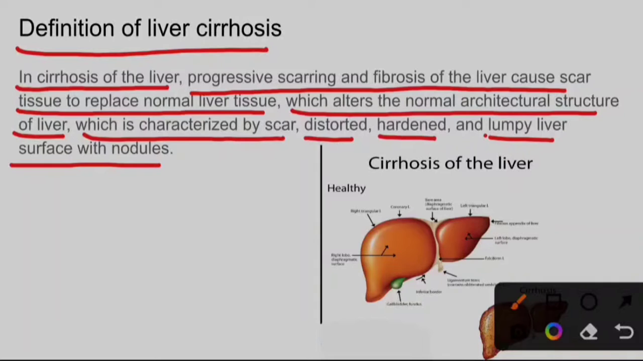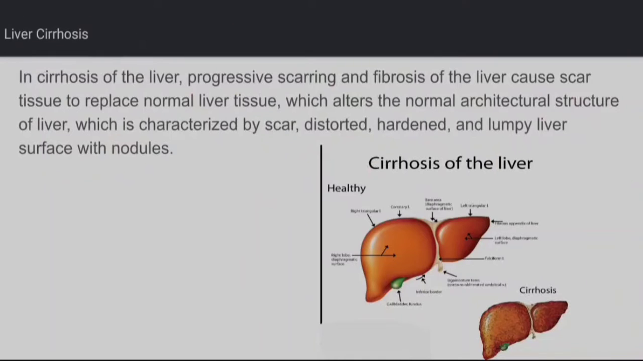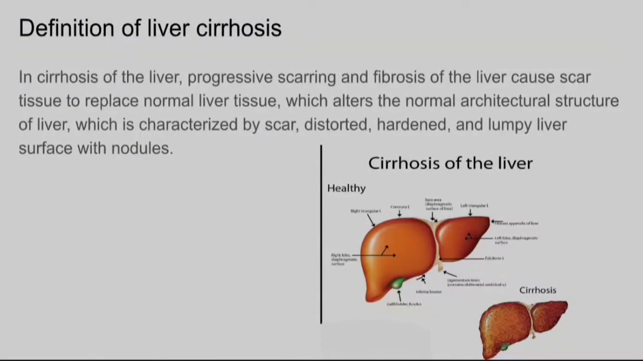So, in liver cirrhosis, there is progressive scarring and fibrosis that causes scar tissue to replace normal liver tissue, and that is characterized by a scarred, distorted, hardened, and lumpy liver surface with nodules, as you can see in the image. So, this is the healthy liver, and as you can see below, there is the cirrhosis of the liver image.